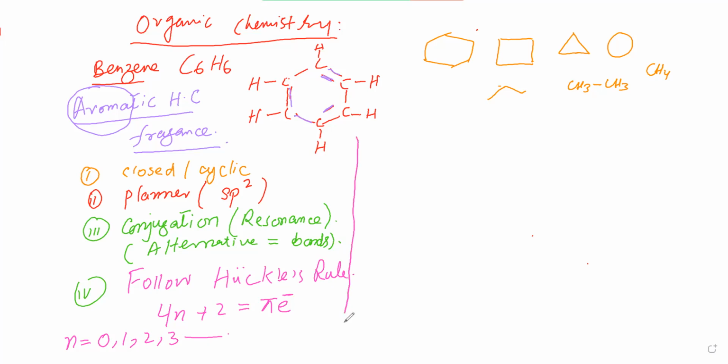So we need to check all this checklist. If any compound complies with this checklist, then you would say the compound is aromatic in nature. Is it clear? Yes, sir. If any point is missing, suppose three points in the checklist comply but one does not, it means the compound is not aromatic in nature. Let's do some examples. Suppose we have this compound.